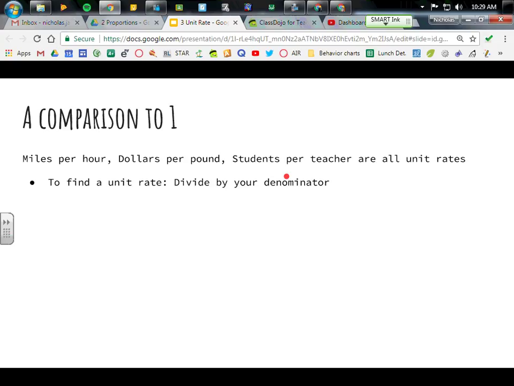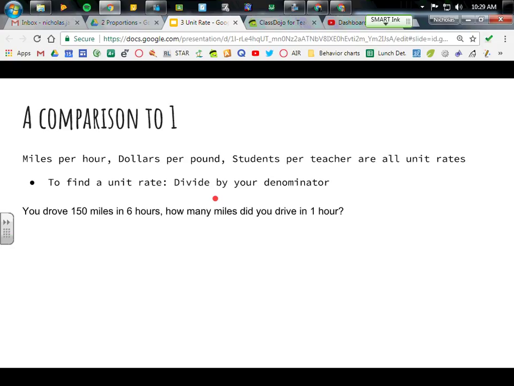You see unit rates a lot in real life, especially when it comes to money. When you go to the gas station, how many dollars you spend on 1 gallon of gas. Go to the grocery store, how much money it is for 1 pound of meat, whatever. Unit rates are used a lot in real life. So to find a unit rate, you divide your ratio by your denominator.